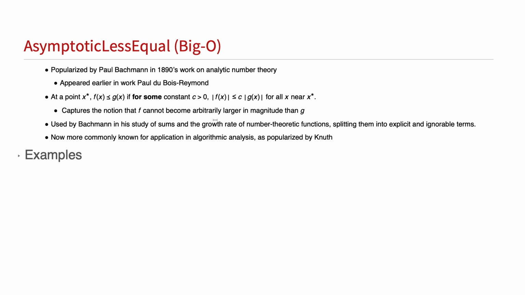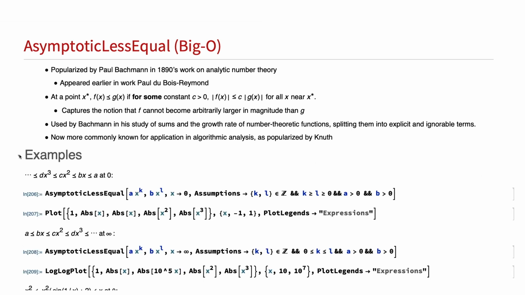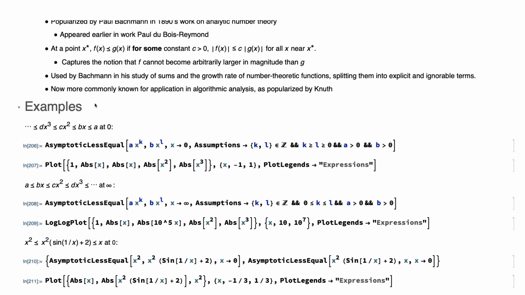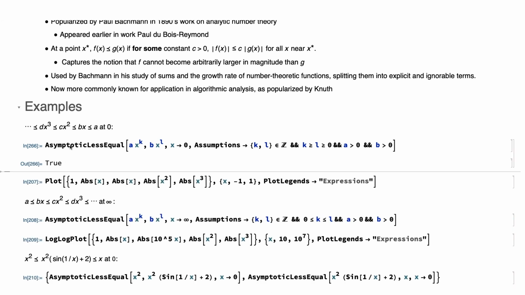What Bachmann did was he was studying sums or various other number functions on the primes, and he would split them up into 2 parts. I can do this part. I can prove this part is ignorable. And he used O for Ordnung, order. So it's order of this, n to the k, whatever. Now it's much more widely known because of Donald Knuth and computer science, where it's used in algorithmic analysis.